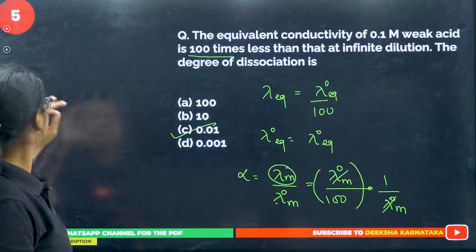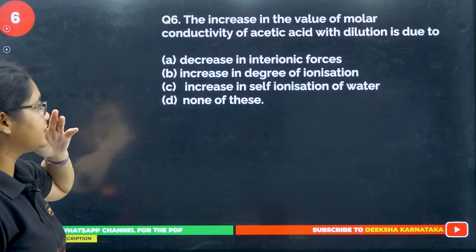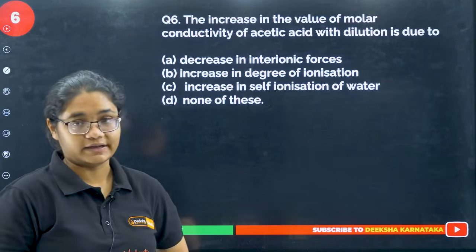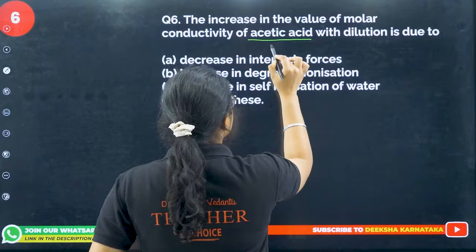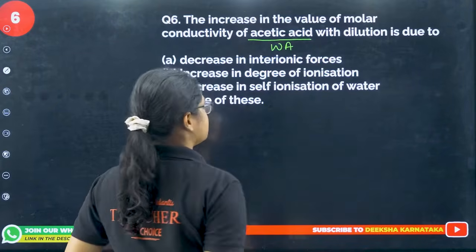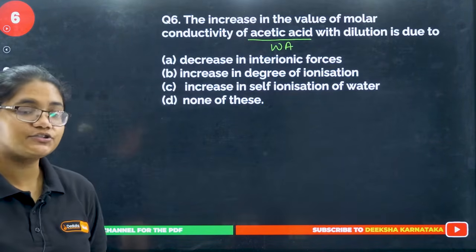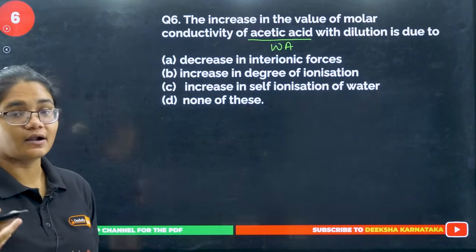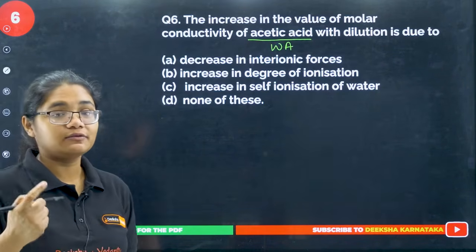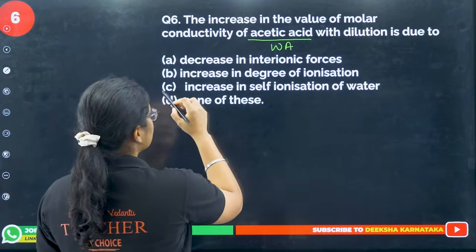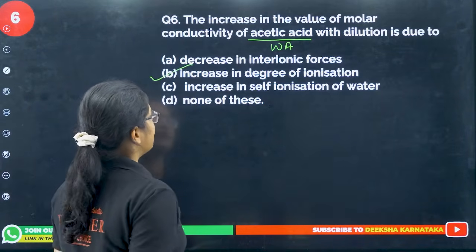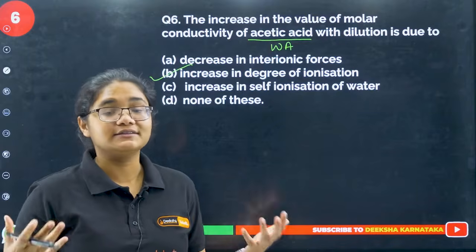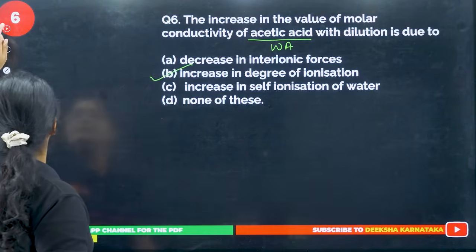Next, the increase in the value of molar conductivity of acetic acid. Acetic acid is a weak acid, right, with dilution is due to. So when you dilute it, the molar conductivity increases. I told you in weak acid it is due to increase in the degree of ionization. More number of ions are formed, so that is the reason here.